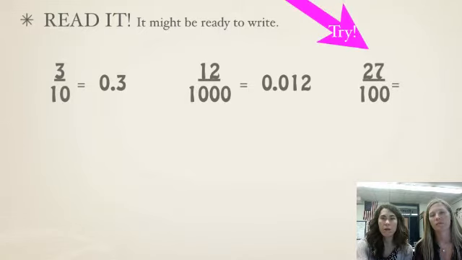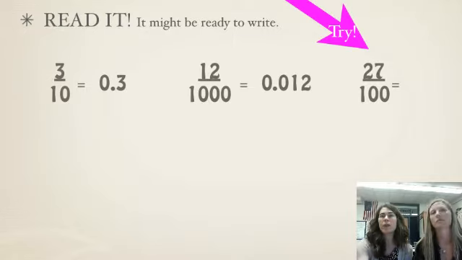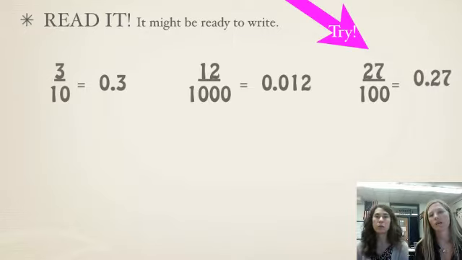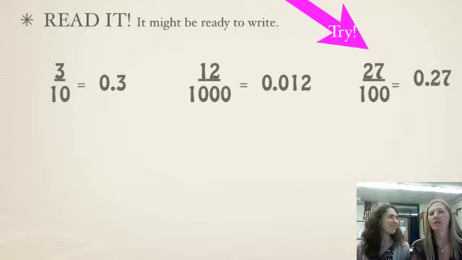Actually, you're going to try this one. So take a moment and jot this in your notebook. Now that you've seen these two other examples, how would you write this one as a decimal? Pause and try. And now you're probably reading it as 27 hundredths, and so that should look like this in your notebook: 0.27. But now that we're big fifth graders, we're going to say 27 hundredths. Wouldn't it be great if they were all that easy?